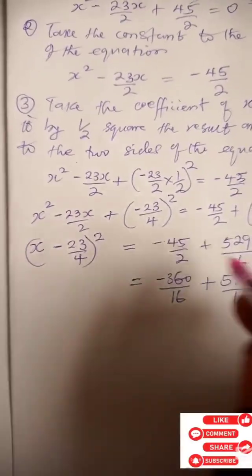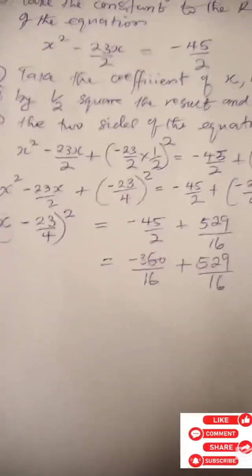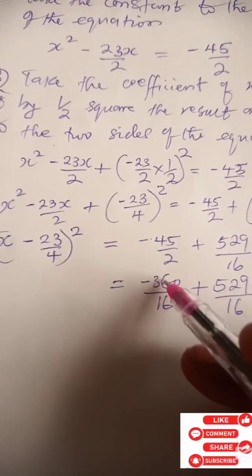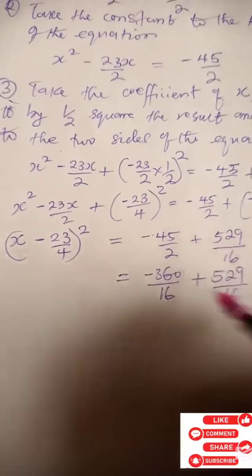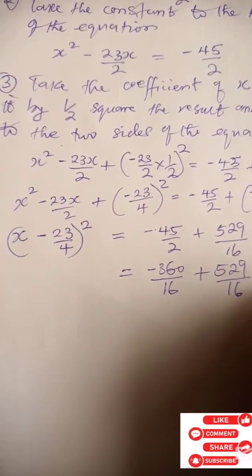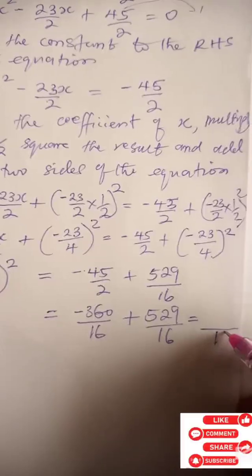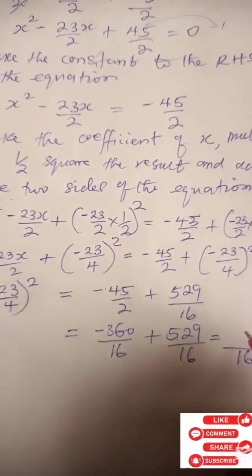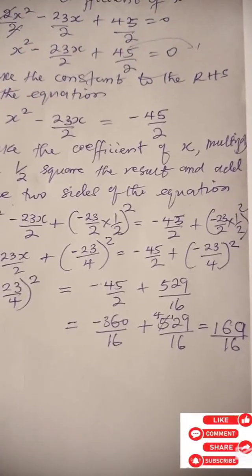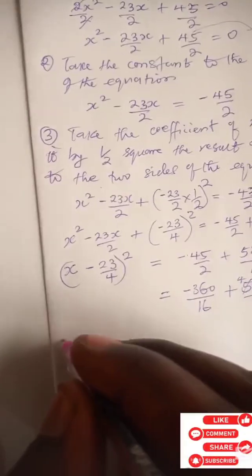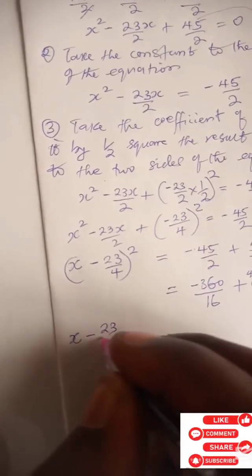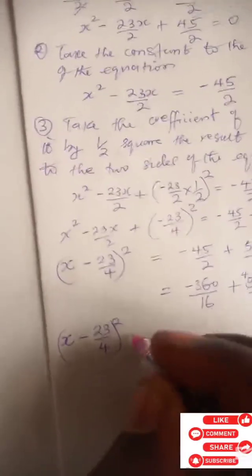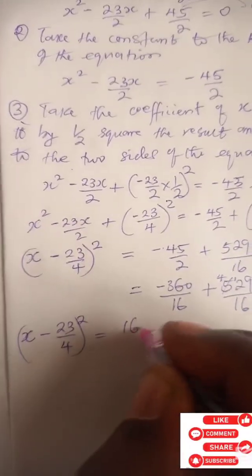So in this case now, I'll be having same denominator. So it's just equal increment to the numerator and the denominator, and it has no effect on the value of the equation at all. So solving this now, since the LCM is 16, I will just write 16 here, and then 529 minus 360. So we have 169 over 16. It means then we have x minus 23 over 4 raised to power 2, and is equals to 169 all over 16.